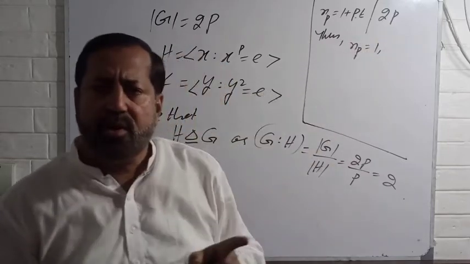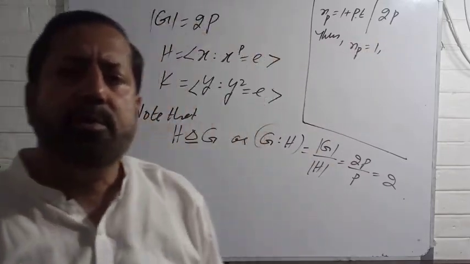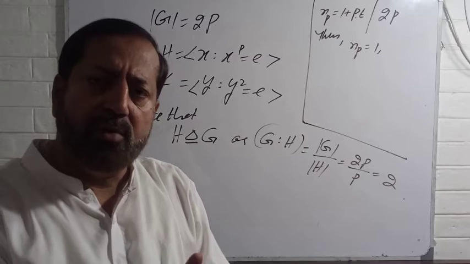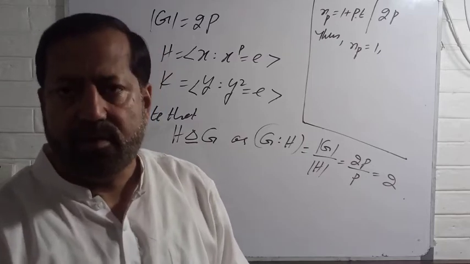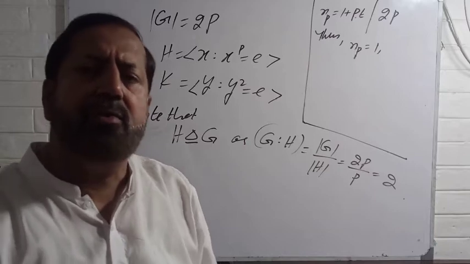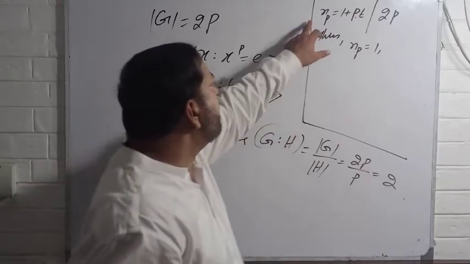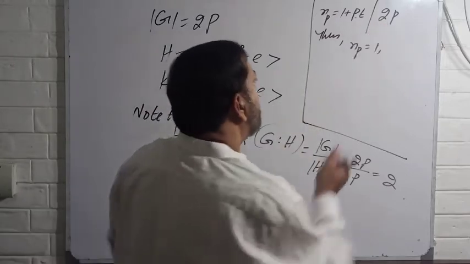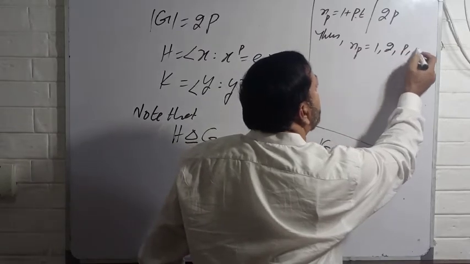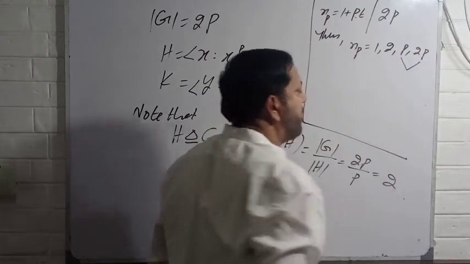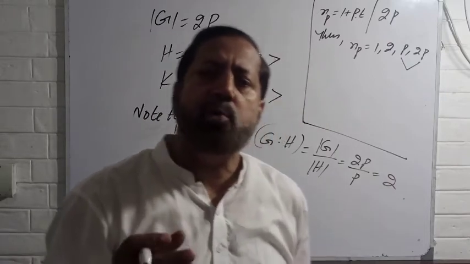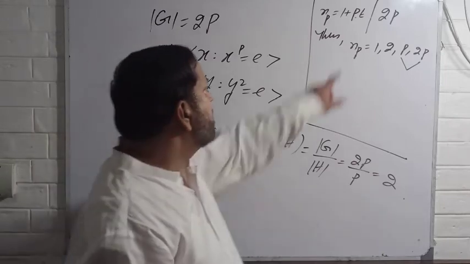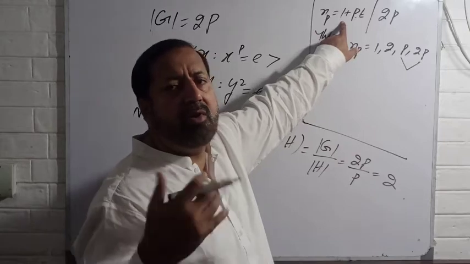And you know from Sylow's third theorem that the number of Sylow p-subgroups in a group G is n_p, and n_p is congruent to 1 modulo p, and also n_p is a divisor of the order of the group, which is 2p. So n_p, which is equal to 1 plus pt, is a divisor of 2p. What are the divisors of 2p? n_p could be equal to 1, 2, p or 2p. So these two are not possible. If n_p is equal to p or 2p, then n_p is congruent to 0 modulo p, which is against this condition, because n_p is congruent to 1 modulo p.